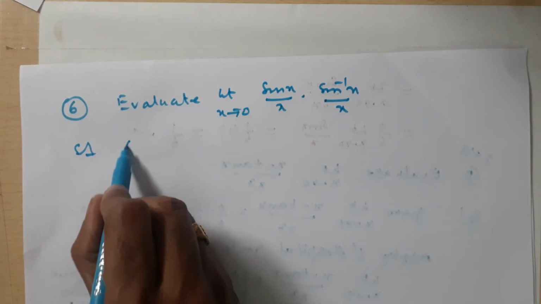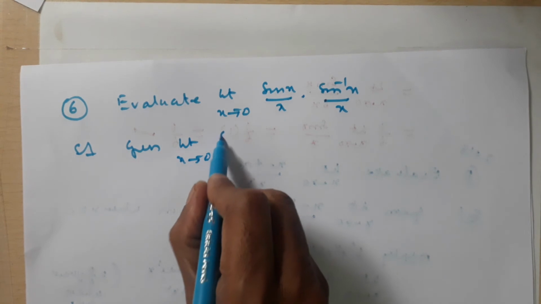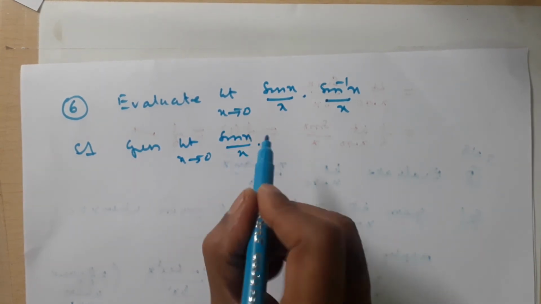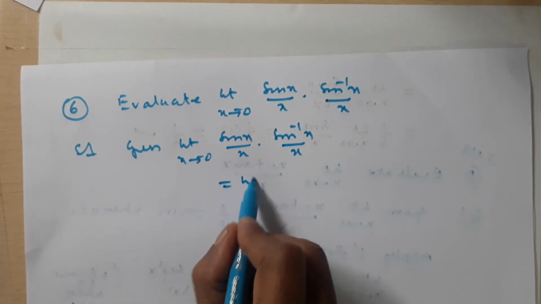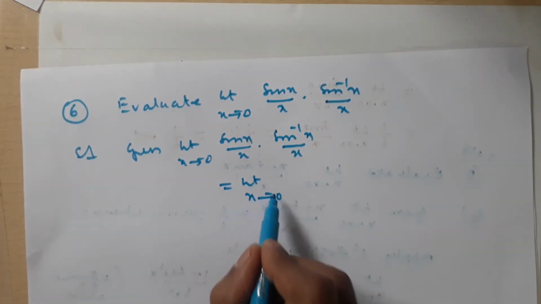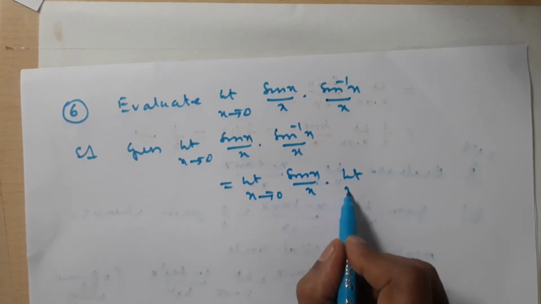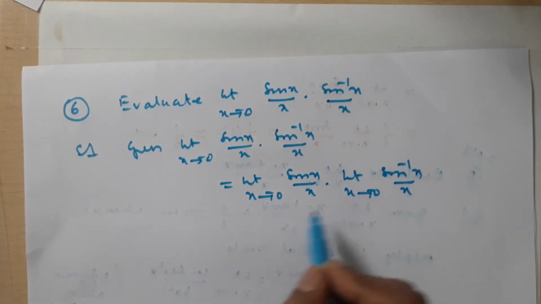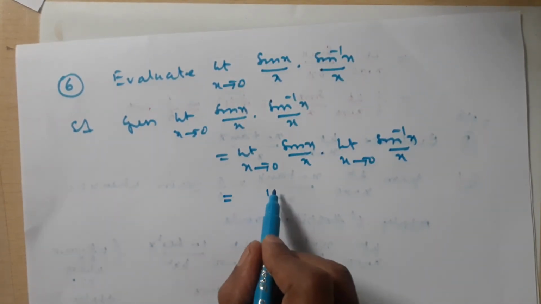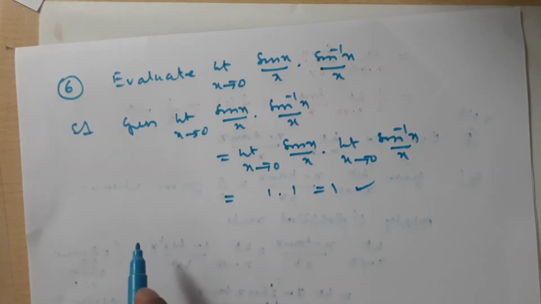Solution. Given limit x tends to 0 of sin x by x into sin inverse x by x, which is equal to limit x tends to 0 sin x by x into limit x tends to 0 sin inverse x by x. So that is 1 into 1 is equal to 1. It is a simple problem. Next, the seventh one.